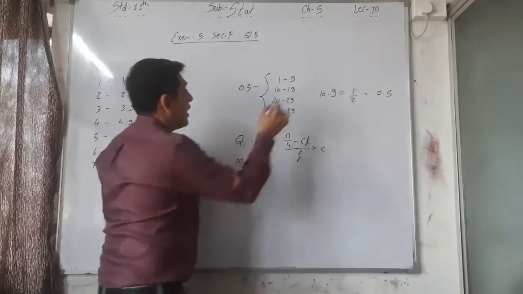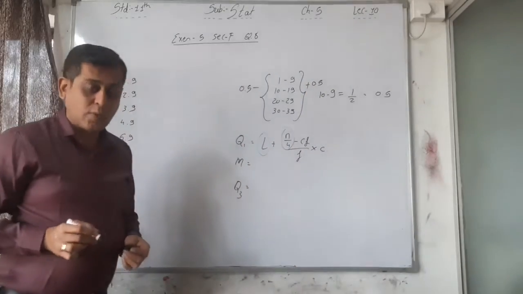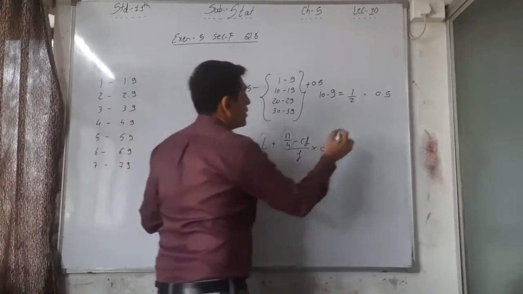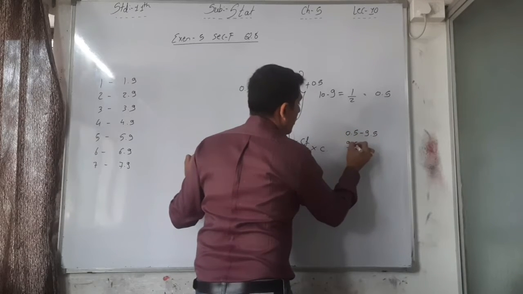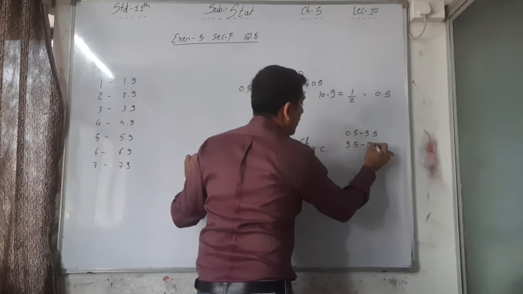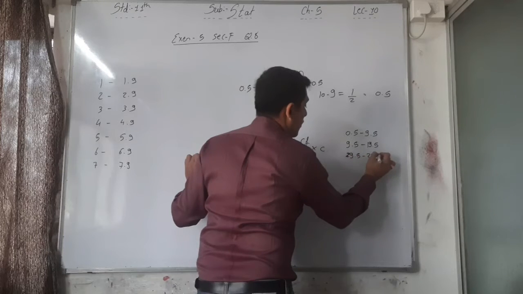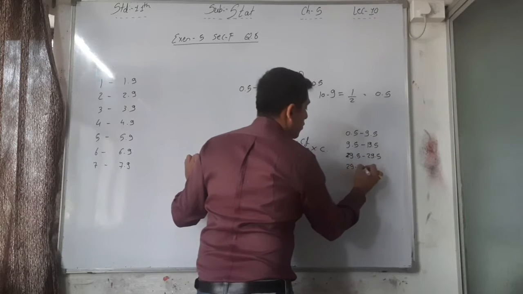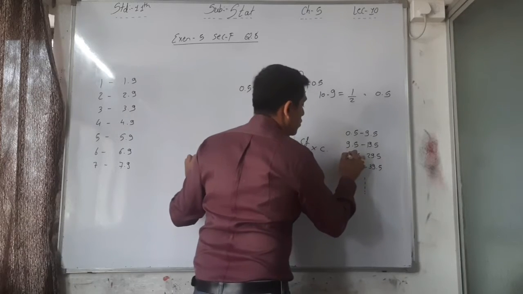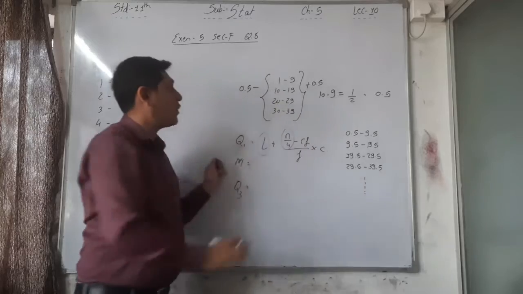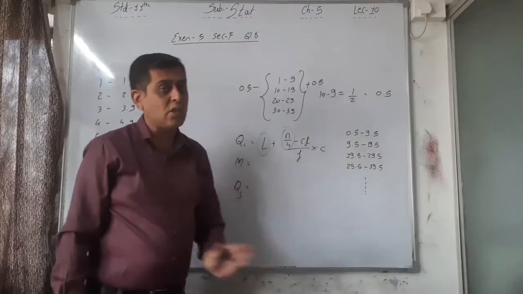the lower class boundary and added to the upper class boundary, and your new classes are 0.5 to 9.5, 9.5 to 19.5, 19.5 to 29.5, 29.5 to 39.5, and so on. Right? So from inclusive type of data we are converting to exclusive type of data. This is the method we are using.